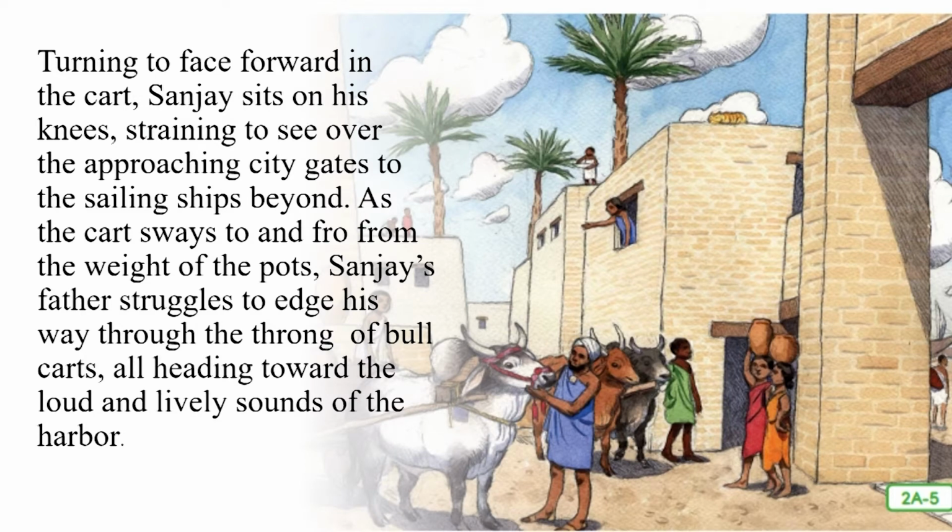Sanjay wonders how the wooden wheels beneath him can carry so much weight. Turning to face forward in the cart, Sanjay sits on his knees, straining to see over the approaching city gates to the sailing ships beyond. As the cart sways to and fro from the weight of the pots, Sanjay's father struggles to edge his way through the throng and crowd of bull carts, all heading towards the loud and lively sounds of the harbor.